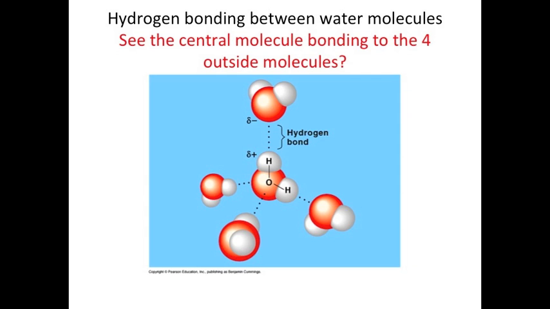Since the water molecule has 2 polar ends, it is attracted to other polar molecules. The bond between 2 water molecules is a hydrogen bond. Notice how the positive hydrogen end of one water molecule is attracted to the negative oxygen of another water molecule.